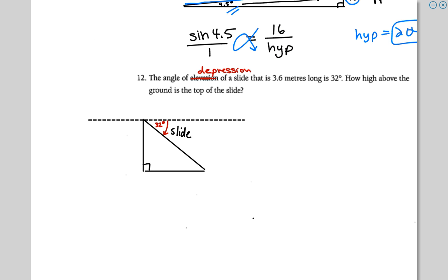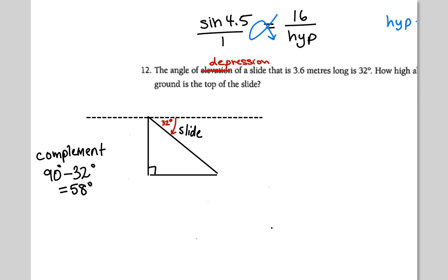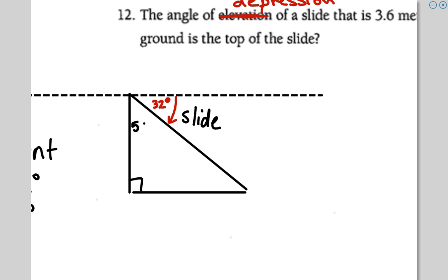And then I remember back to my studies of chapter 5. I know what a complement is. 90 take away 32. 90 take away 32. So right here that's 58 degrees. So I can put 58 degrees inside my triangle. A lot of kids think that the angle of depression's in here. That is a mistake. The angle of depression goes from the horizontal down.